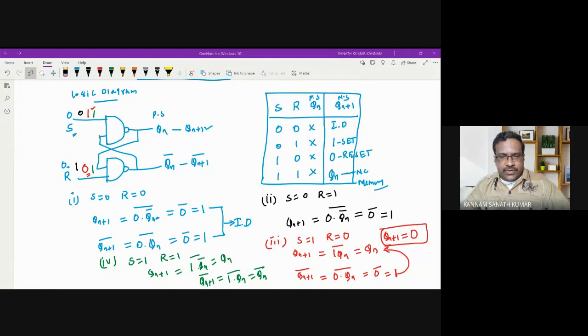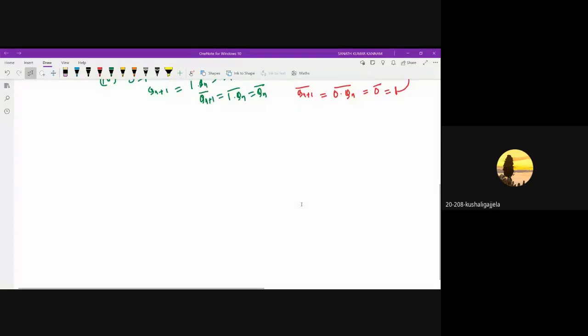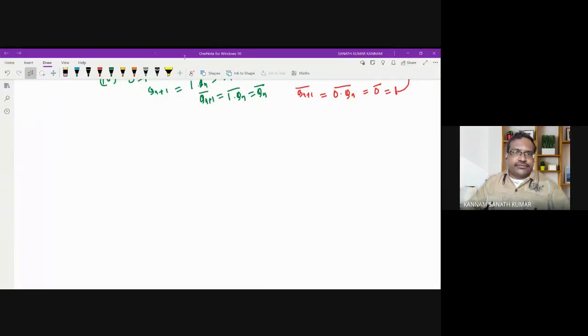Okay. Anyway, 10 minutes left. We'll see the flip flops. Shall we go for the flip flop? Shall I continue? Yes, sir. Okay. So next, till now we have seen the latch. Now SR flip flop. Here, the SR flip flop will be like this.